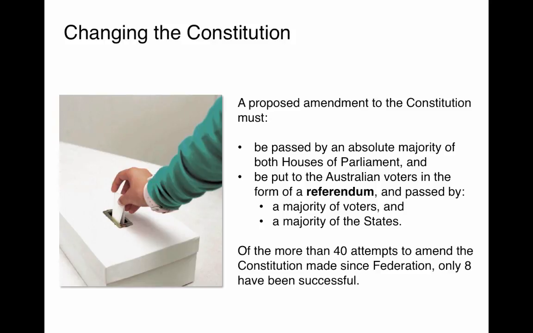Of more than 40 attempts to amend the Constitution made since Federation, only 8 have been successful. The most recent effort to amend the Constitution was the referendum held to decide whether or not Australia should become a republic by replacing the Queen as head of state. This attempt to amend the Constitution was, as we know, unsuccessful.